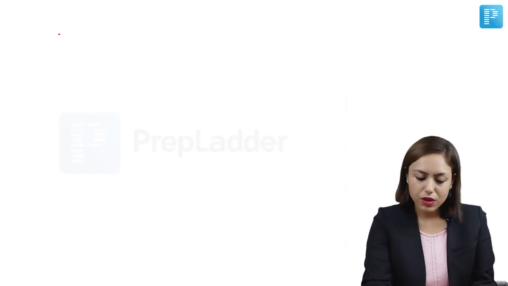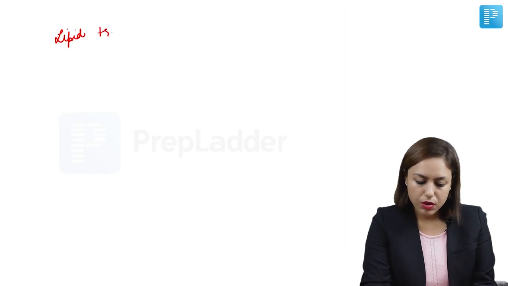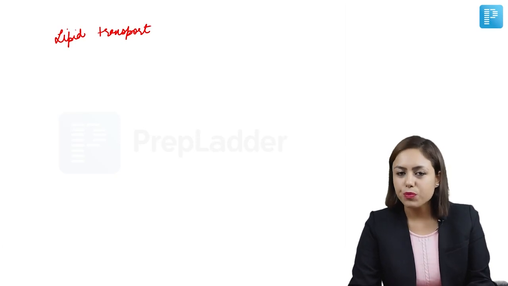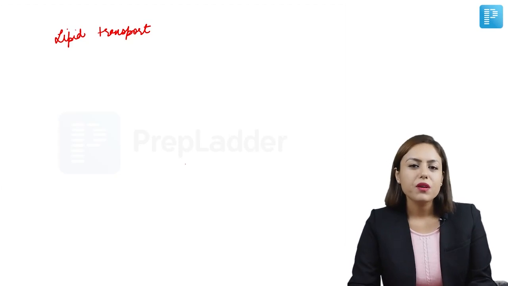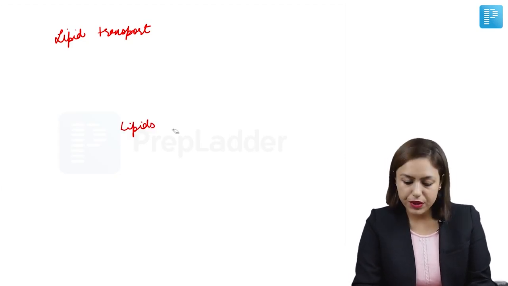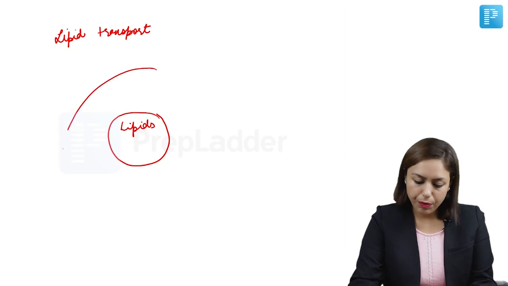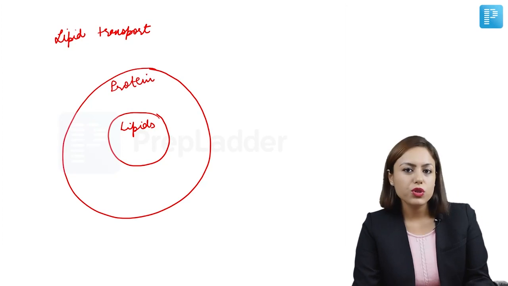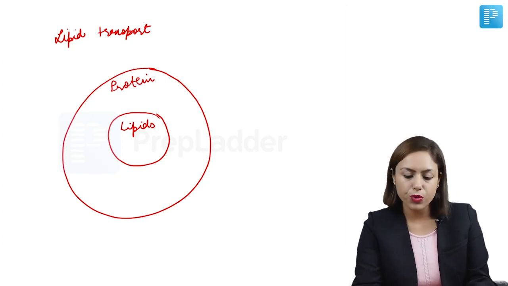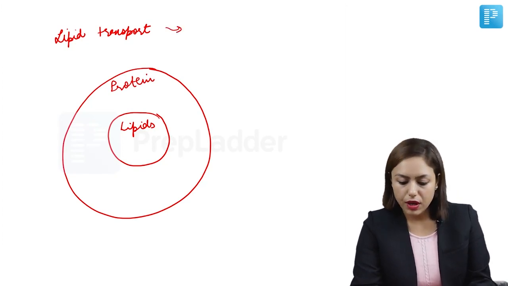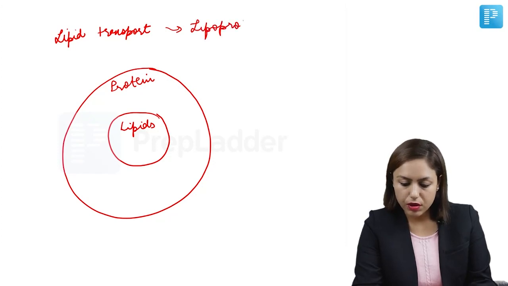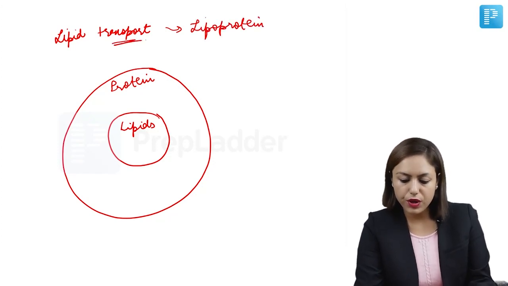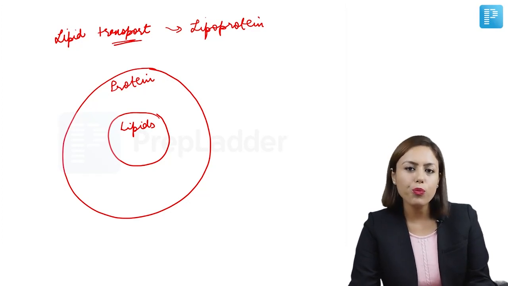Now next, coming to lipid transport. How are lipids transported in blood, because blood is polar and lipids are non-polar? Okay, so what will the body do? Body is very smart. Body will put lipids in the core, and the periphery is made up of a polar component, that is protein. So this structure having lipid plus protein is known as lipoprotein. So lipids are transported in blood with the help of lipoprotein.